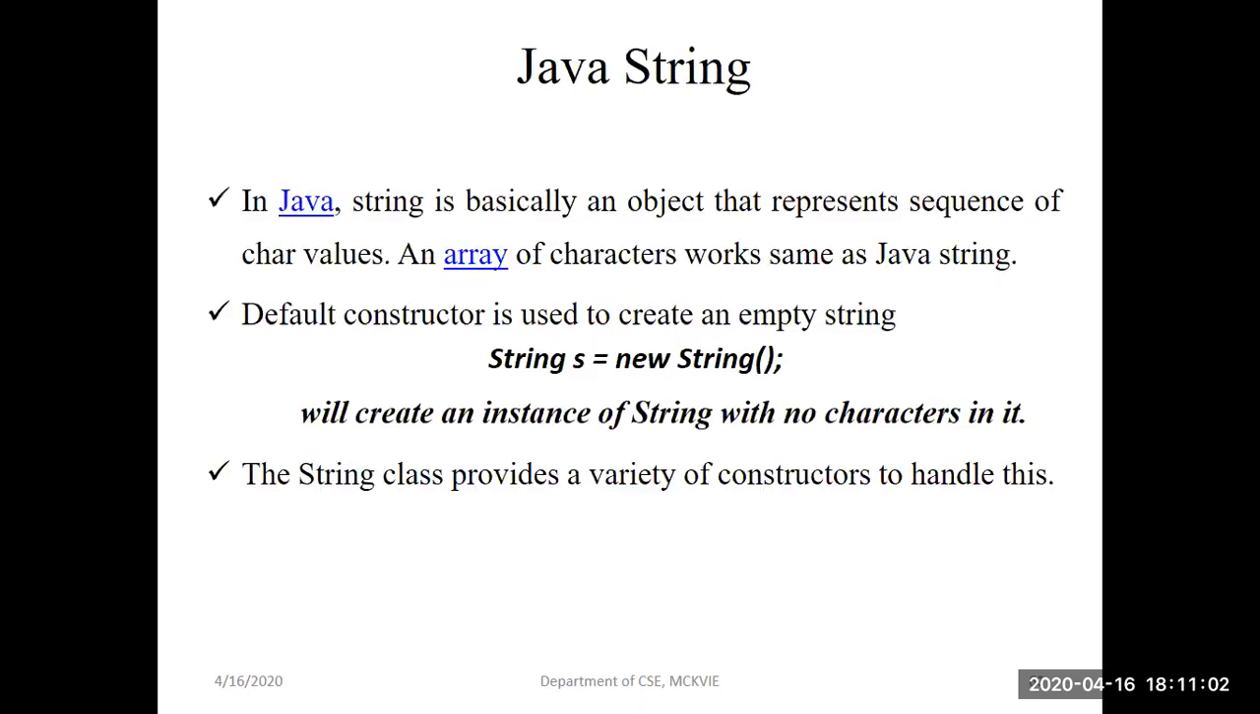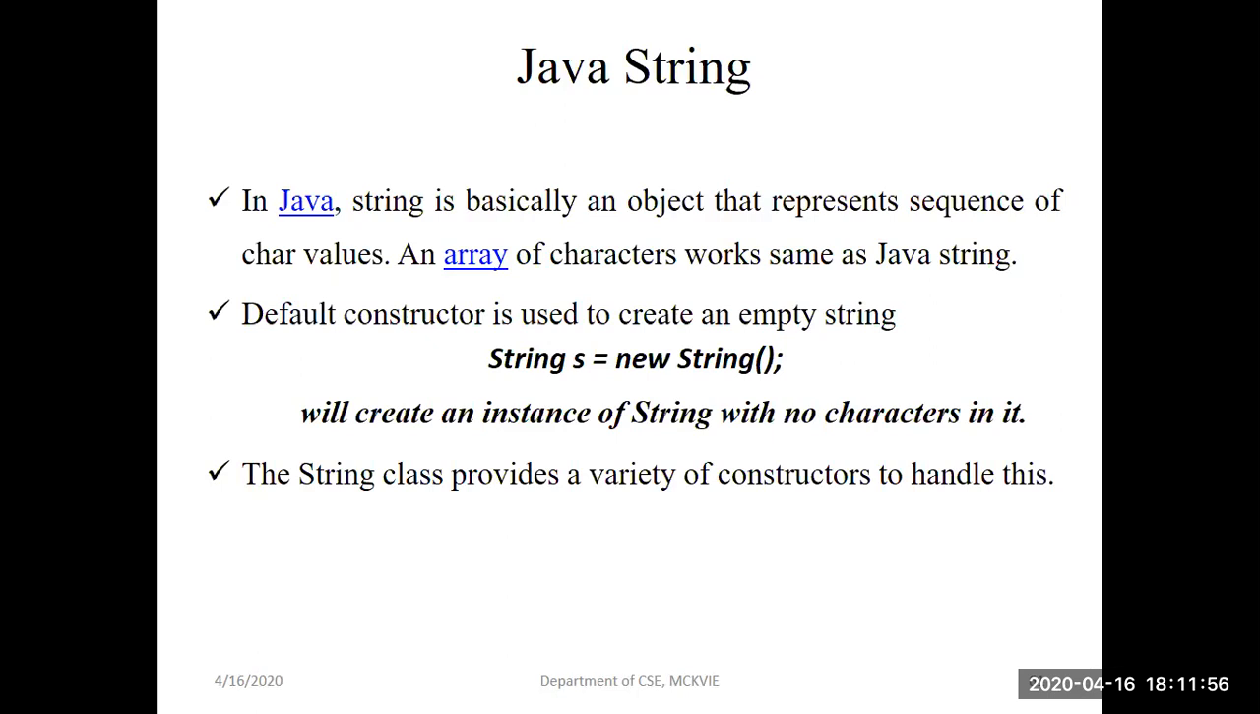So basically in Java, string is an object that represents a sequence of character values. An array of characters works the same as a Java string. So this is the default constructor that you can use to create an empty string. String s equal to new String, which will create an instance of a string with no characters in it. We know the meaning of default constructor, which is parameterless. So this String constructor doesn't have any parameter.